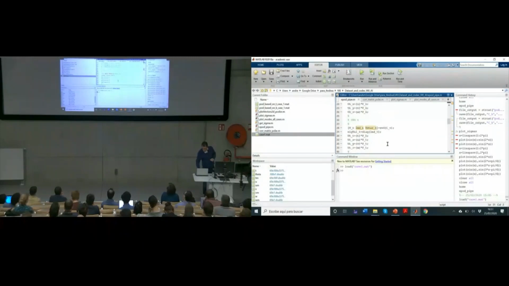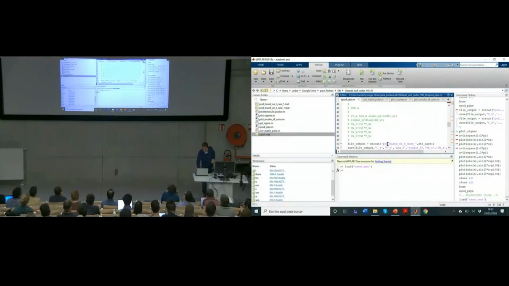And this is everything, very simple. We just take the snapshot matrices, we project them against the time coefficients, and we can run it. It should take a few seconds, but now it's taking more than expected.